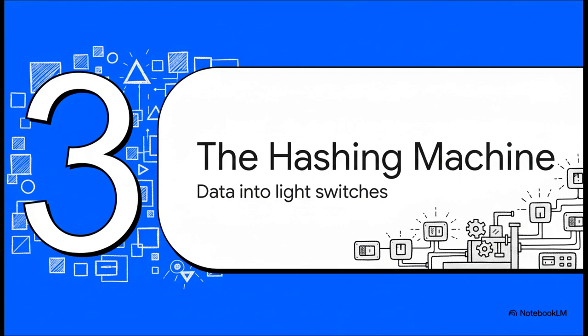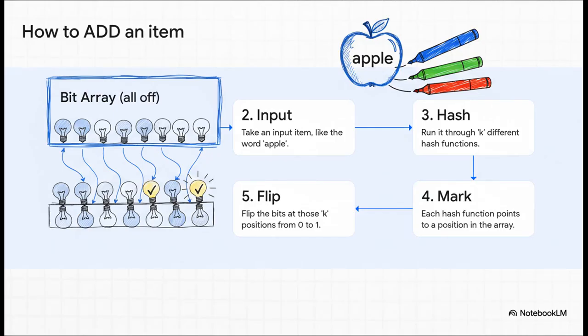So you're probably wondering, how on earth does it actually pull this off? Well, the best way to really get it is with a simple analogy. I want you to imagine we're building a machine that turns any piece of data into a unique pattern of light switches. Okay, here's how it works when we add something. First, we start with a really long array of bits. Just picture a huge panel of light bulbs, and they're all switched off. Now, say we want to add an item, like the word apple.